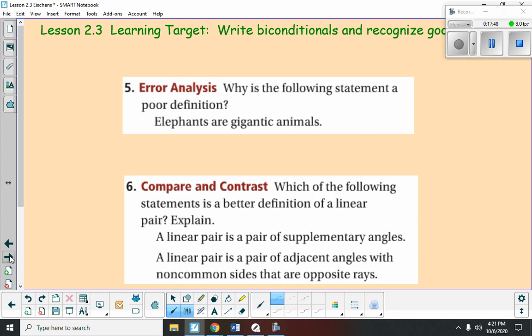All right, next one. Why is the following statement a poor definition? Elephants are gigantic animals. Well, there are other animals that are gigantic, so you would want to give a more specific description. So this is not specific enough.